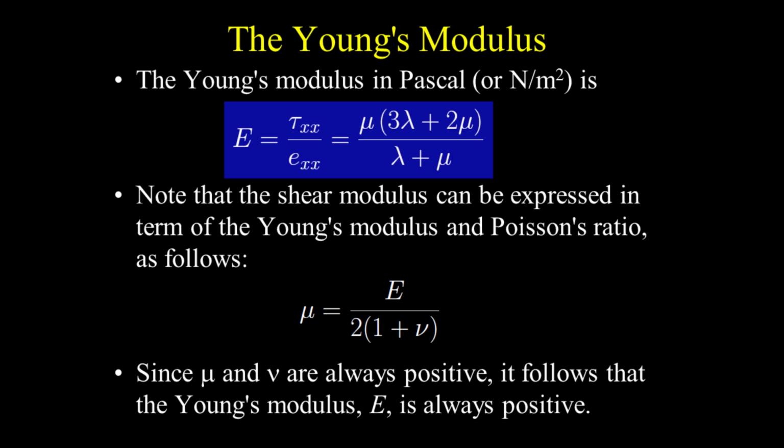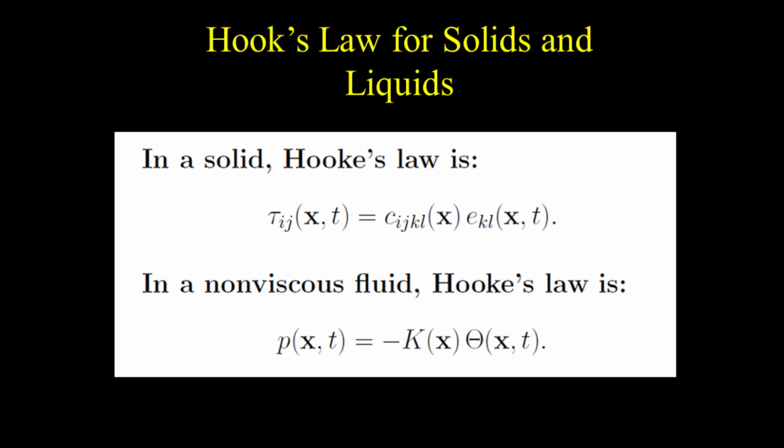Note that the shear modulus can be expressed in terms of the Young's modulus and Poisson's ratio as follows. Since shear modulus and Poisson's ratio are always positive, it follows that the Young's modulus, E, is always positive. In summary, Hooke's law for solids and liquids are given here.